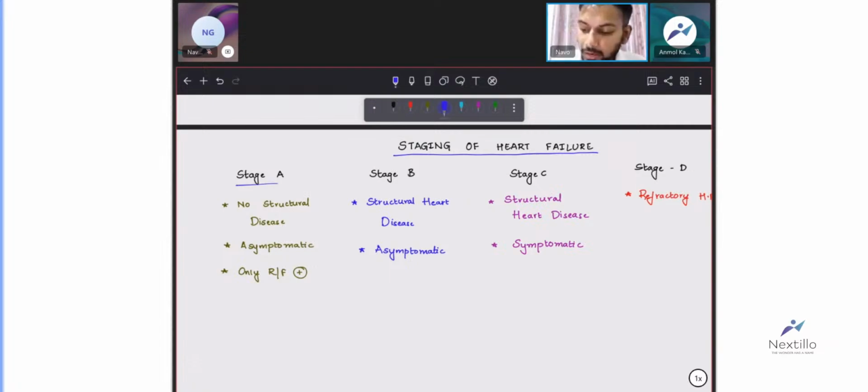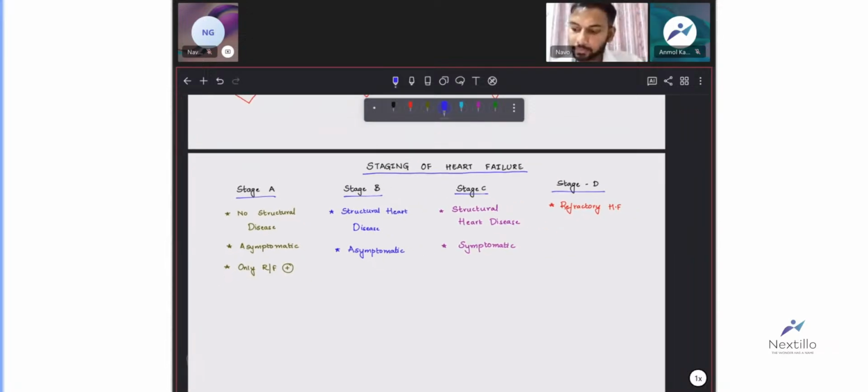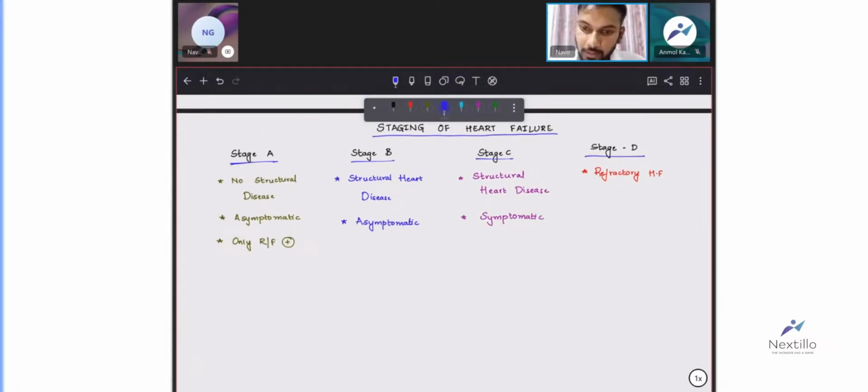Now, there are 4 stages again, stage A, B, C, and D. Stage A meaning the patient doesn't have a structural disease. The patient is asymptomatic. That means no symptoms of heart failure. He is only having risk factors of heart failure. Imagine he is having hypertension, diabetes, metabolic syndrome, any of the risk factors. Then you can call it stage A. Basically, he is not having heart failure yet. That is what is known as stage A.